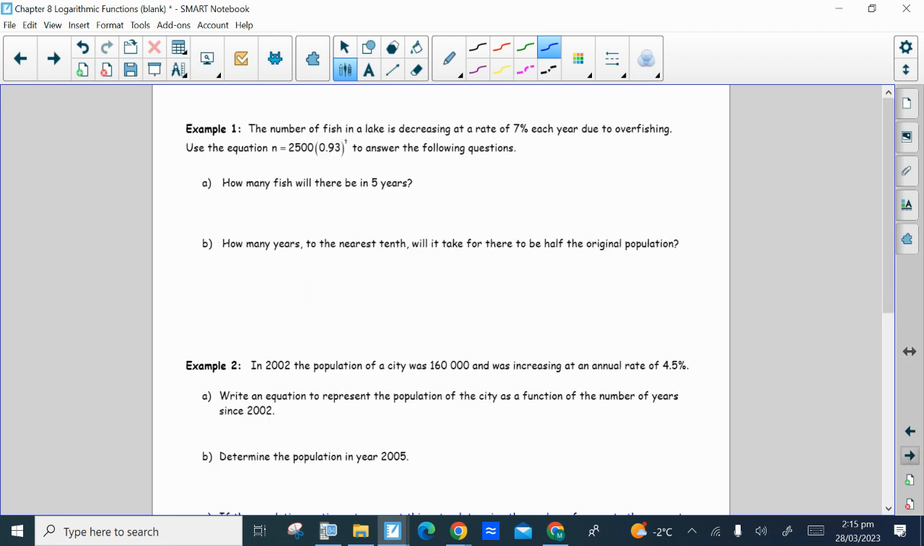So, example 1, number of fish in a lake is decreasing at a rate of 7% each year due to overfishing. That's why B, the base, is 0.93. If it decreases by 7%, that means it maintains 93% of its population. So the equation is N equals 2,500 times 0.93 to the power T to answer the following questions. The fact that A is 2,500 tells us that is the population of the fish at this point. Right now, there's 2,500 fish in that lake. How many will there be in 5 years? So that will be when T is 5.